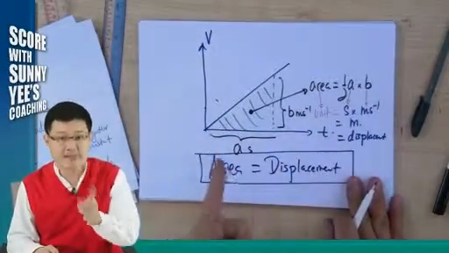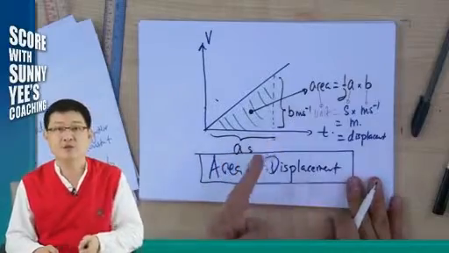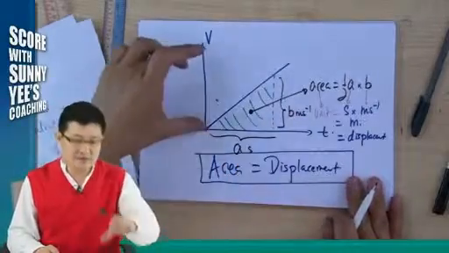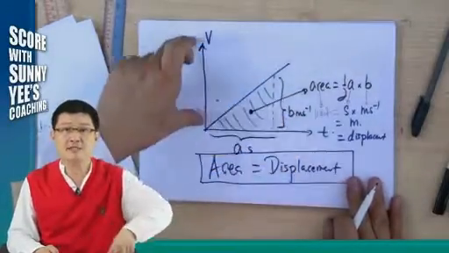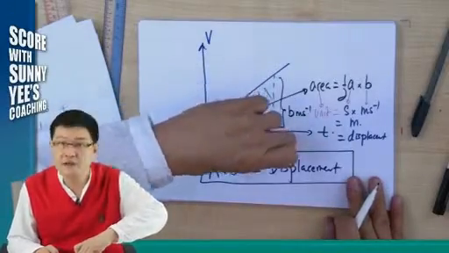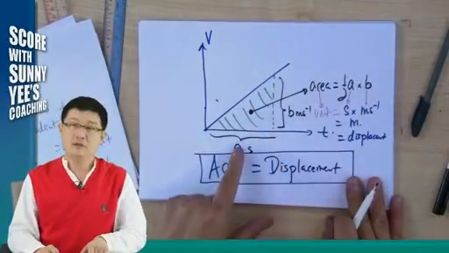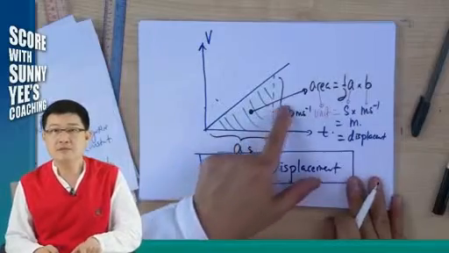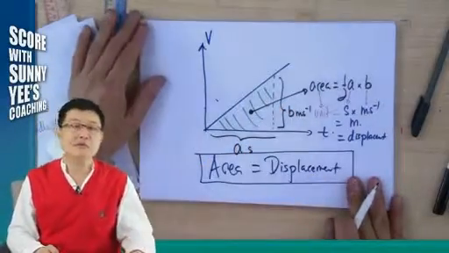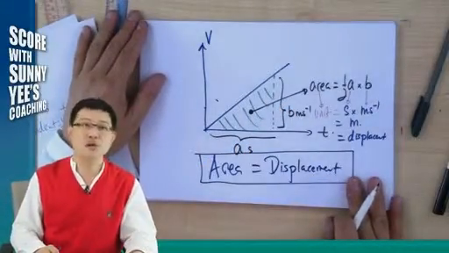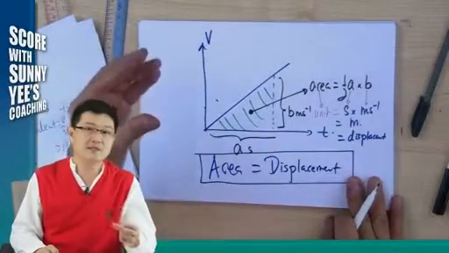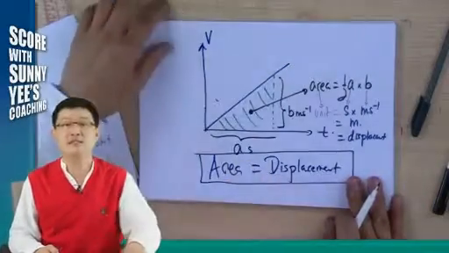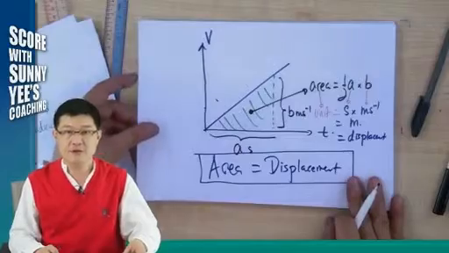Do not memorize. Look at the units. What about the distance-time graph? Does the area give you anything? No, because time times meter gives you meter second, which has no physical quantity. In the velocity-time graph, the physical quantity is displacement. Can you follow? All right.